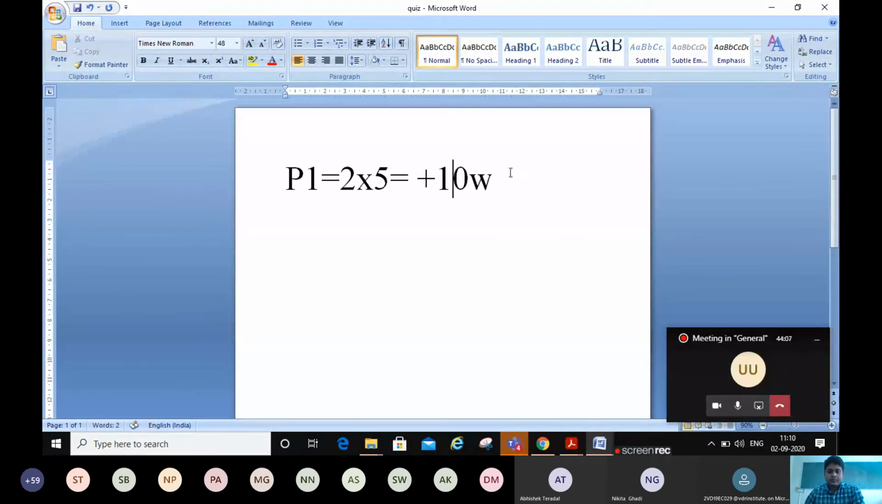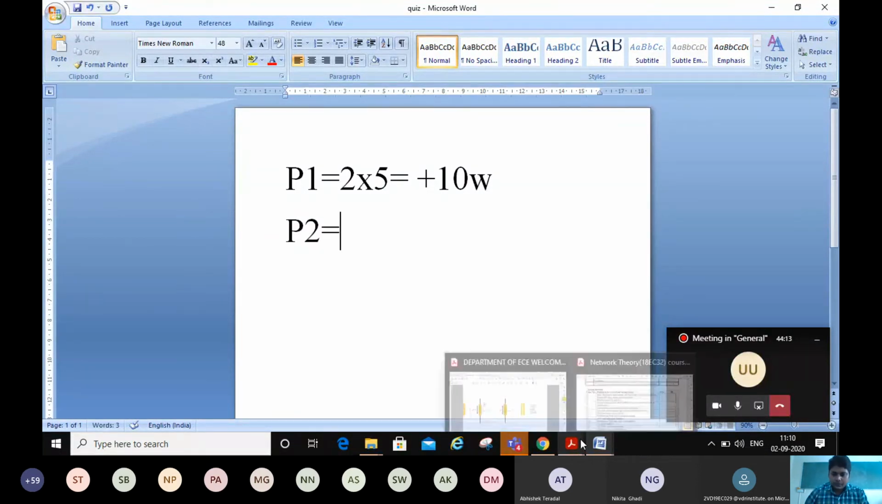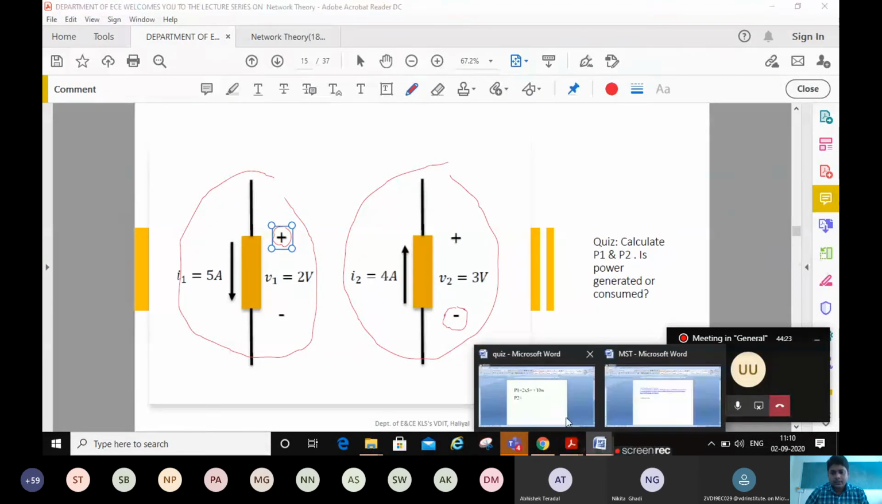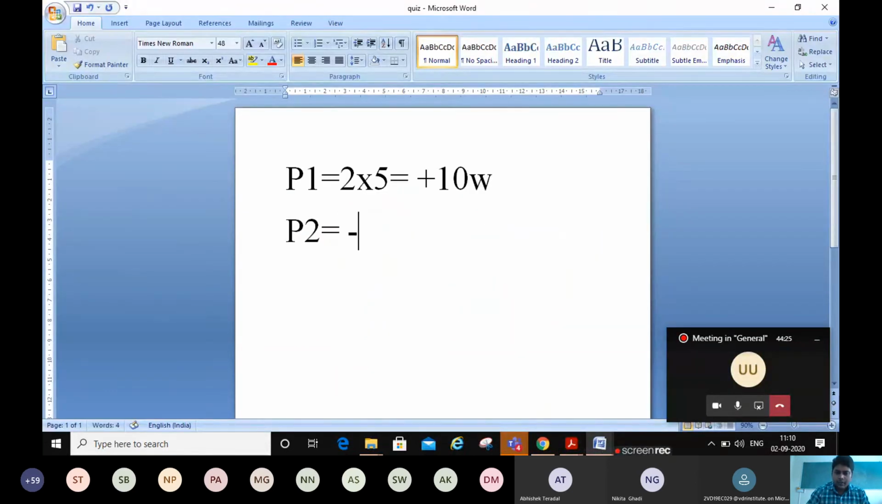Now what about P2? For P2, the current direction is from negative to positive, so take the current as minus 4 into 3. That comes out to be minus 12 watts. That source, the yellow box, is a device that is generating the power.